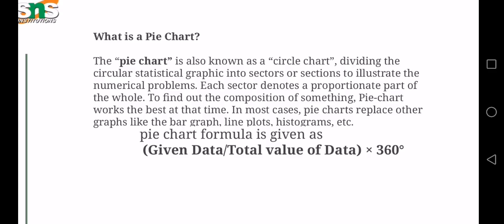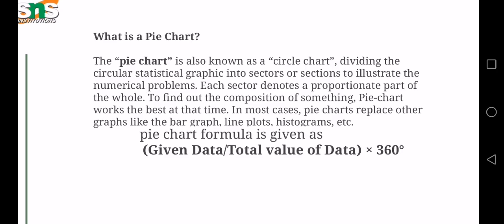What is a pie chart? The pie chart is also known as a circle chart, dividing the circular statistical graphic into sectors or sections to illustrate the numerical problems. Each sector denotes a proportionate part of the whole. To find out the composition of something, a pie chart works best. In most cases, pie charts replace other graphs like the bar graph, line plots, histograms, etc.